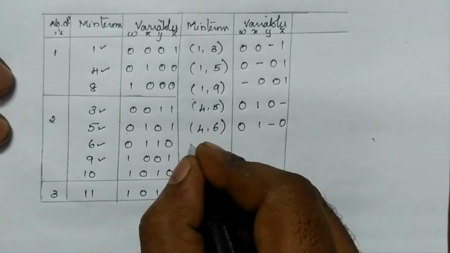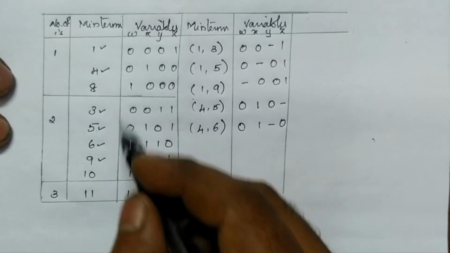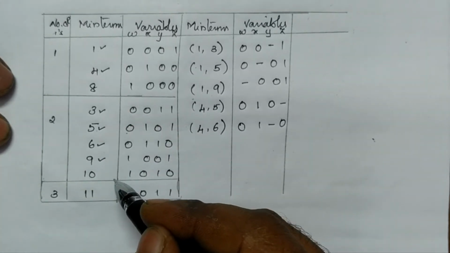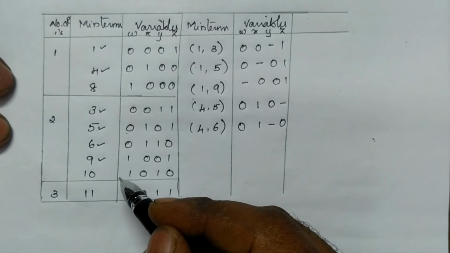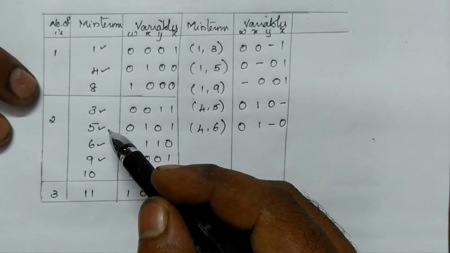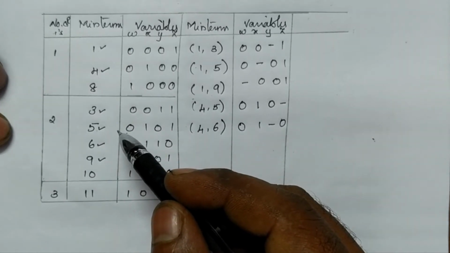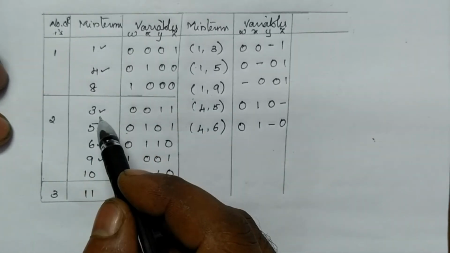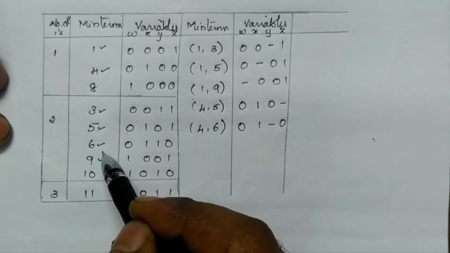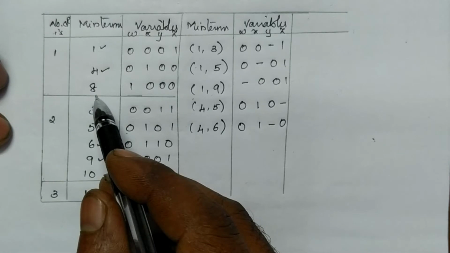Then we need to go for 4 and 9. It's not possible. Then 4 and 10 also not possible. Then we need to go for checking 8 with the terms with number of ones equal to 2. 8 and 3 it's not possible. Then 8 and 5 also not possible.